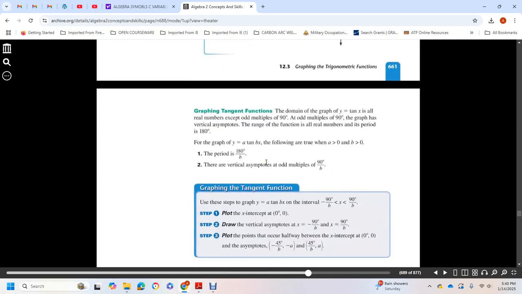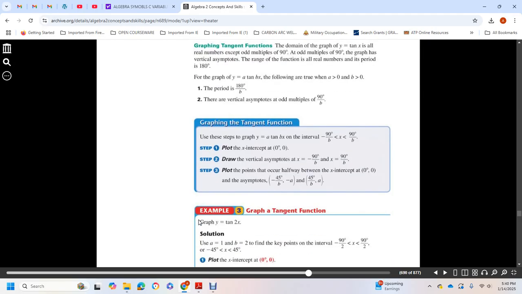Graphing the tangent function. The domain of the graph of y equals a tangent x is all real numbers except odd multiples of 90 degrees. At all odd multiples of 90 the graph has vertical asymptotes. The range of the function is all real numbers, and the period is 180 degrees. For the graph of y equals a tangent bx, the following are true with a greater than 0 and b greater than 0. The period is 180 degrees over b. The vertical asymptotes are at odd multiples of 90 degrees over b.